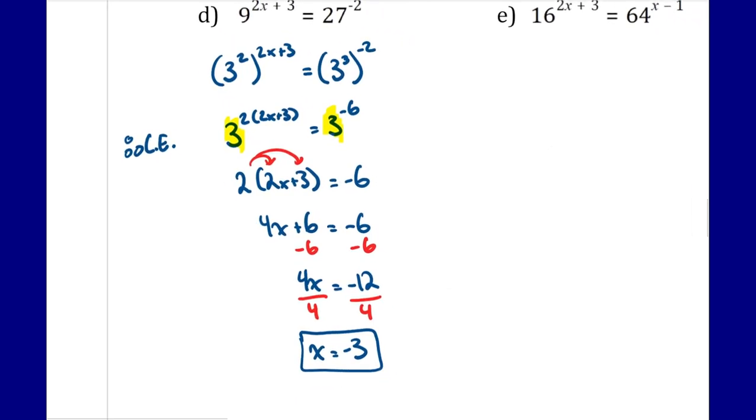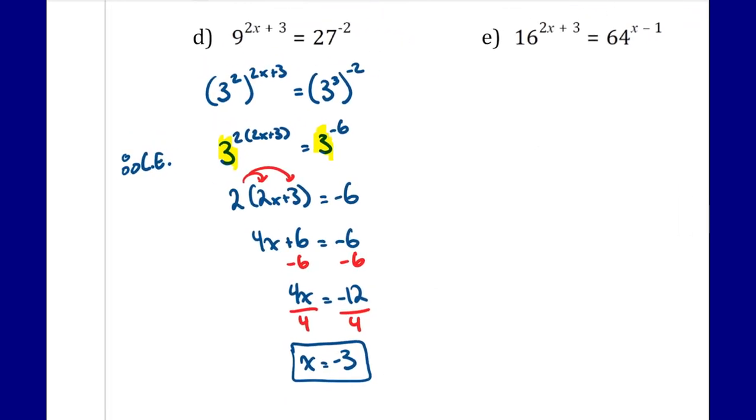So again, getting the same base, using our power laws to simplify it, right? We don't want any brackets around our base, right? So that's why we use our power to a power rule. Then once we get our common base, we compare exponents and solve for the unknown variable.